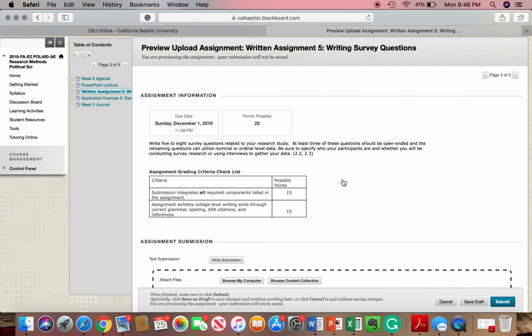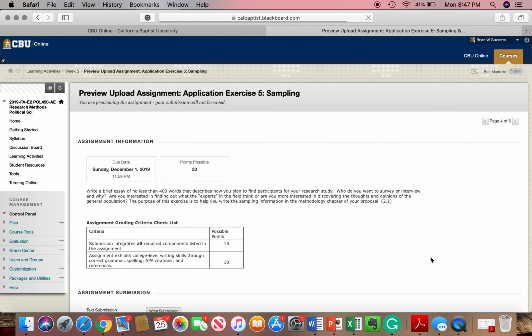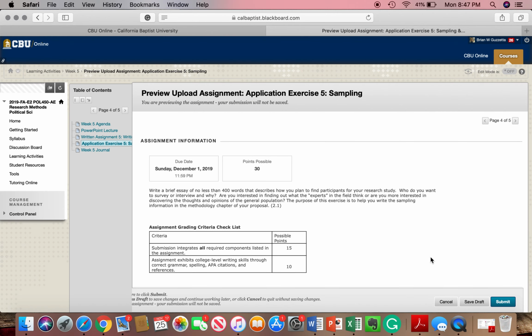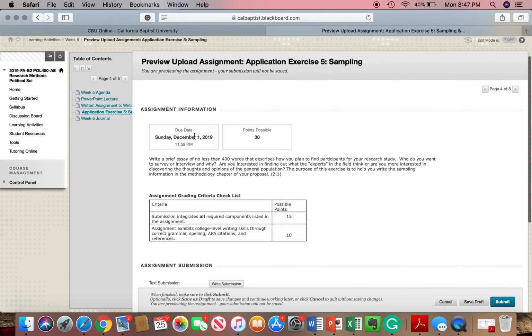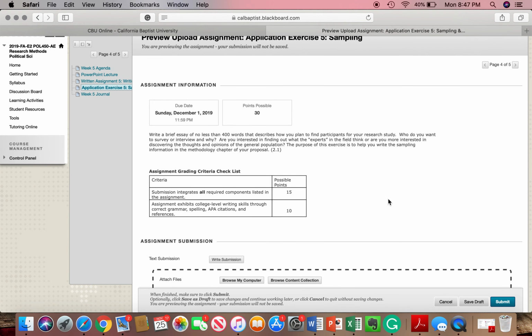Our second deliverable this week is on sampling. Once again, December 1st, Sunday at 11:59, 30 points possible. Write a brief essay of no more than 400 words that describes how you plan to find participants for your research study. How do you want to survey or interview them and why? Are you interested in finding out what the experts in the field think, or are you interested in discovering the thoughts and opinions of the general population? The purpose of this exercise is to help you write the sampling information in the methodologies chapter of your proposal.